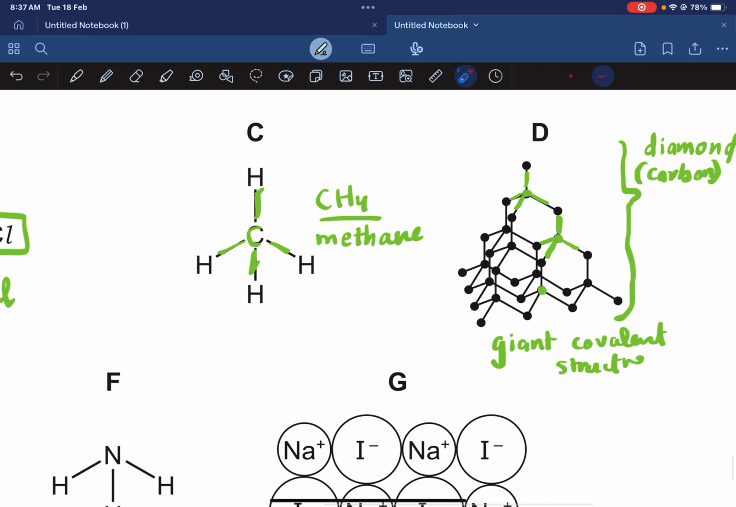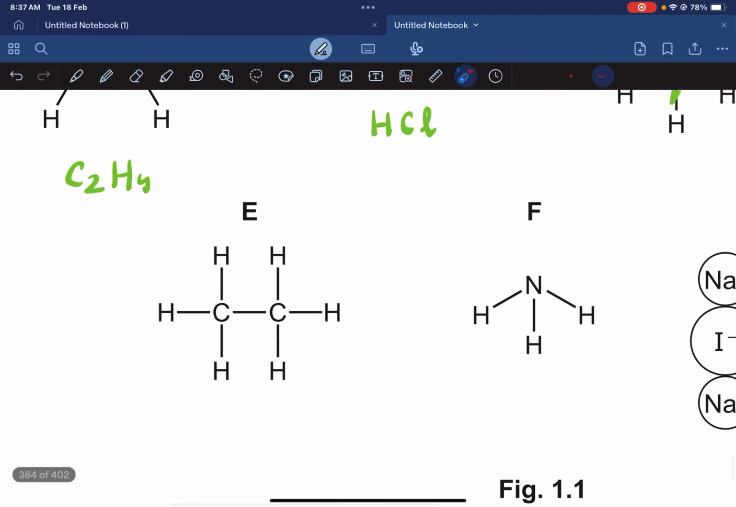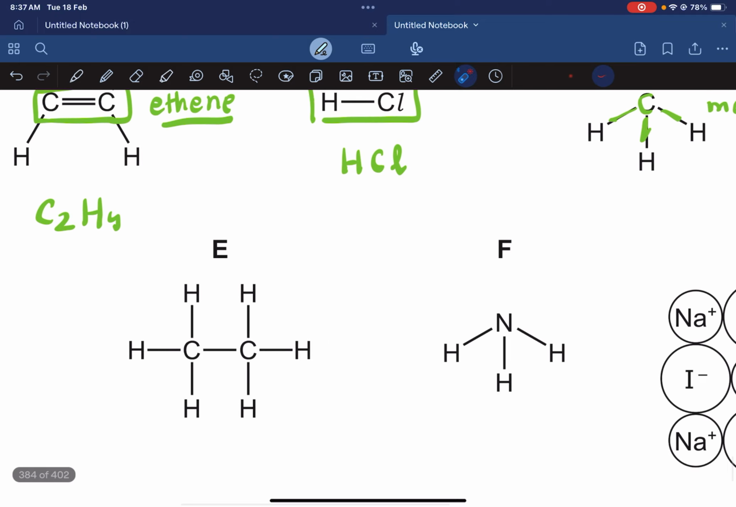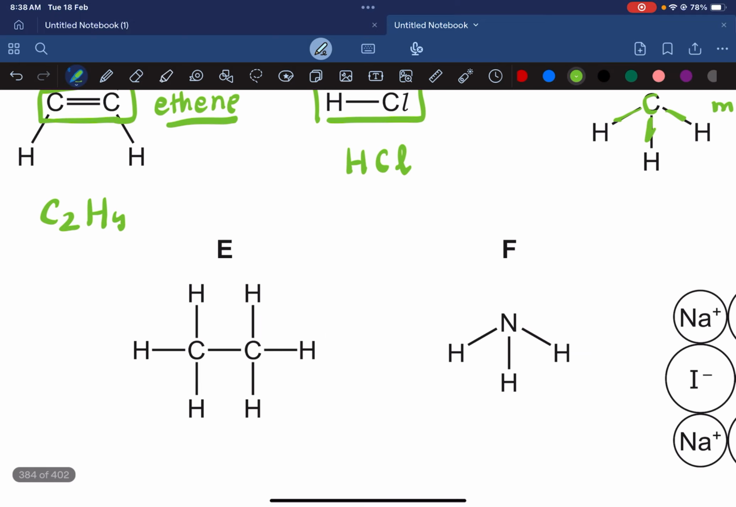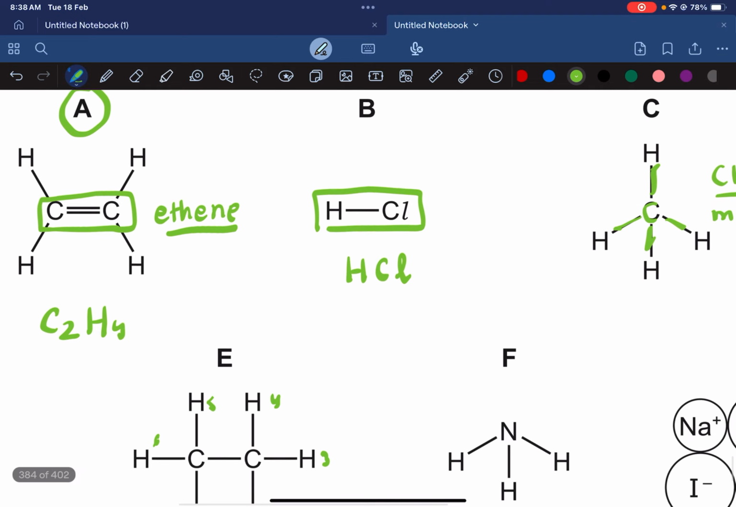Okay, let's move on to the next part, which is E. Okay, E is a simple ethane molecule. We have C2 and H1, 2, 3, 4, 5, and 6. H6, and I know that it's simply ethane, which is an alkane. I also know that ethane is an alkane, and that's simple. It's a simple molecular structure. Ethene is also a simple molecular structure.